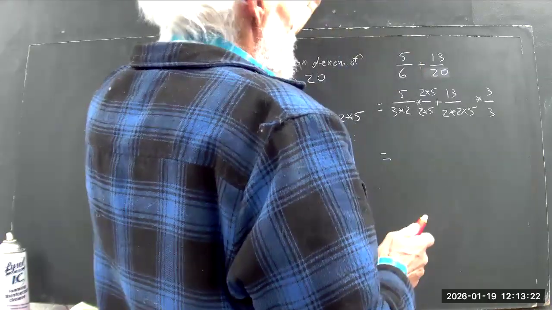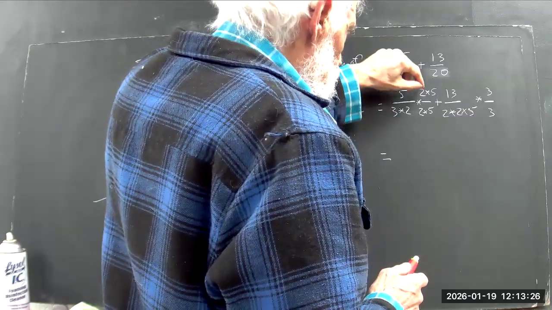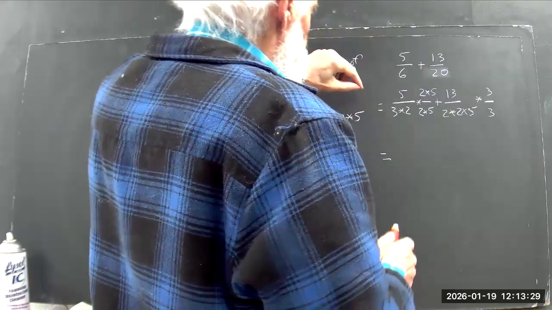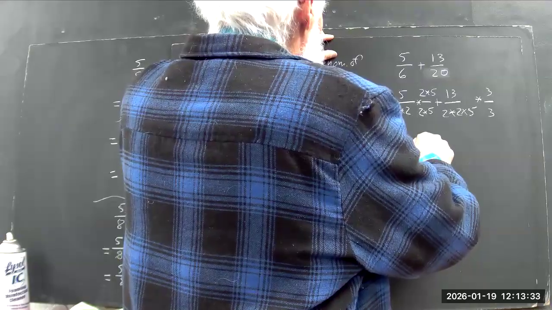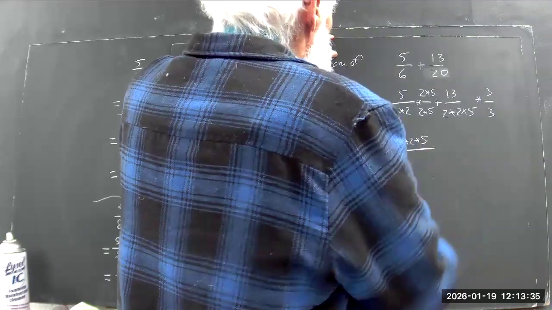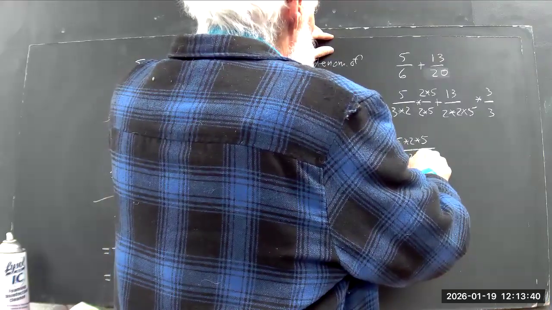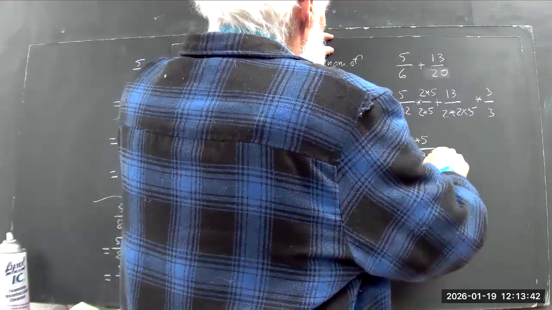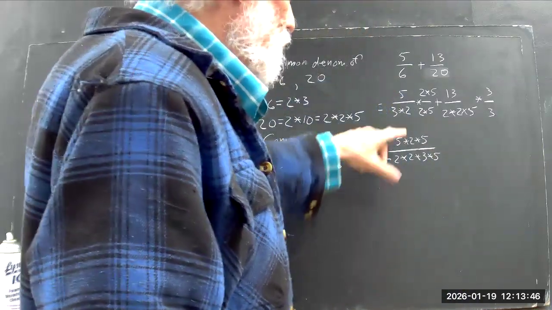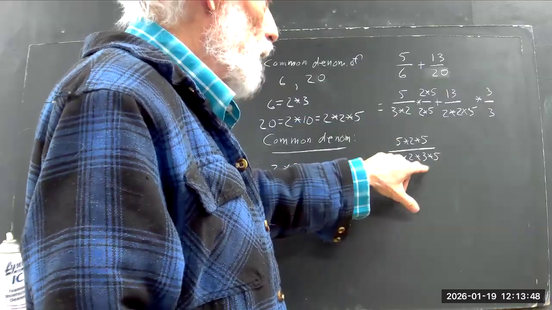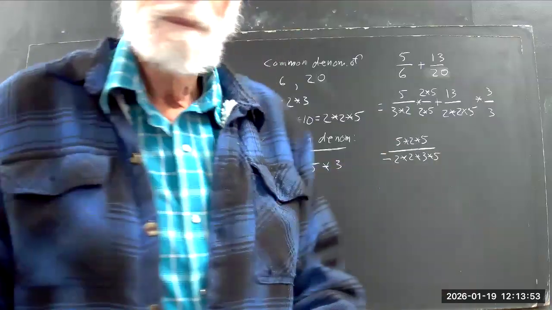Okay. In the first term, 5/3 times 2 multiplied by 2 times 5/2 times 5, I multiply the numerators. I get 5 times 2 times 5. The denominator is multiply 3 times 2 by 2 times 5. I'm going to write that as 2 times 2 times 3 times 5. Smallest numbers first.